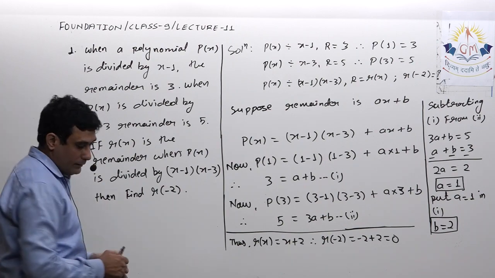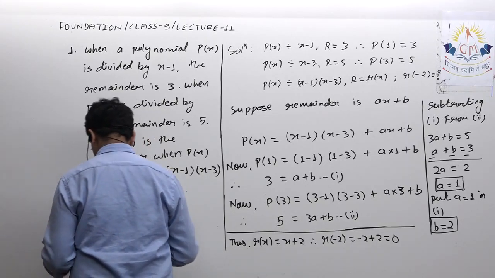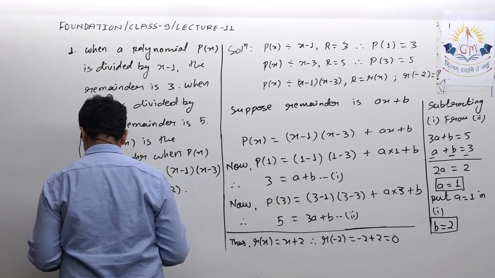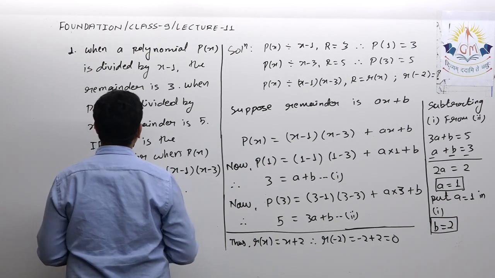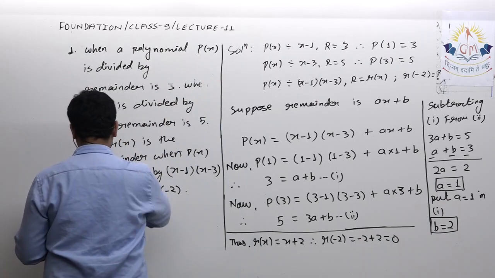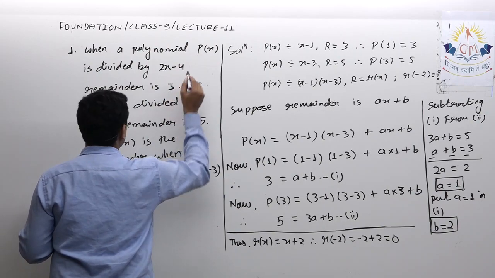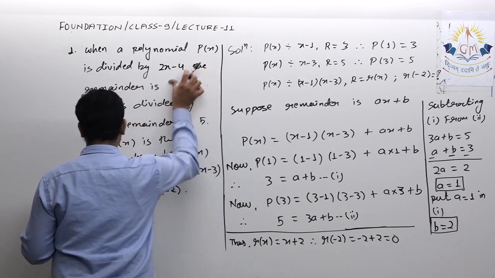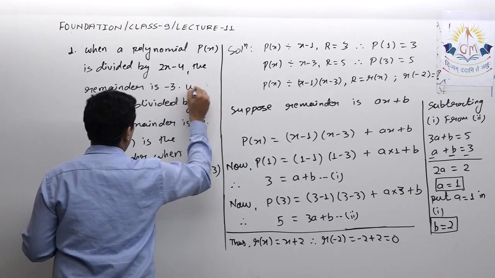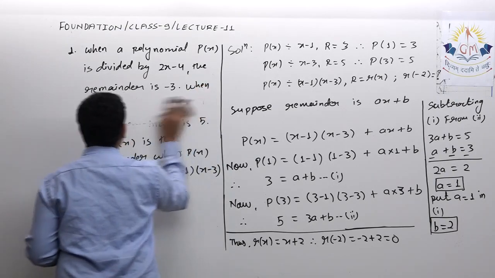Okay, now let us see the next question. When a polynomial p(x) is divided by 2x minus 4, the remainder is minus 3, and when p(x)... okay, a little bit the question is different.